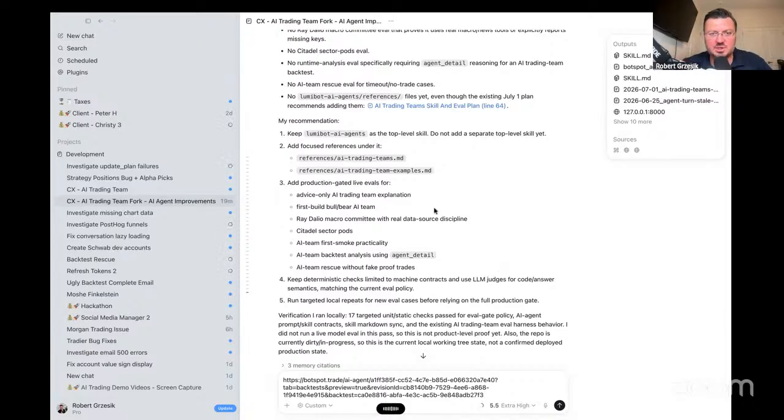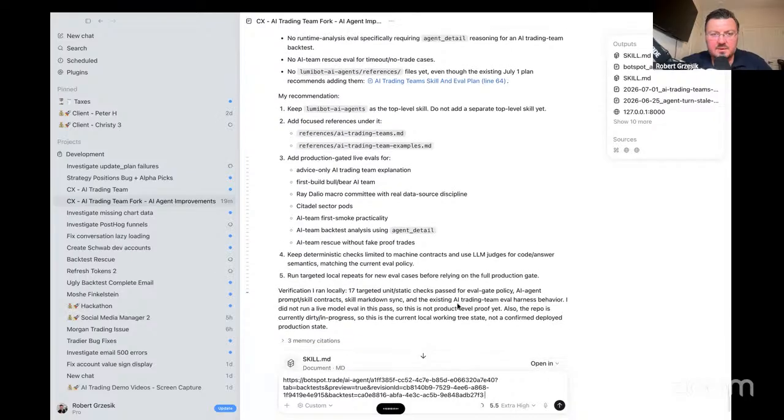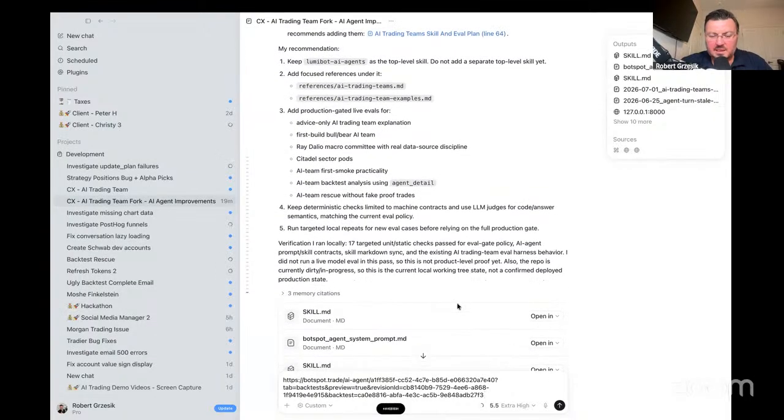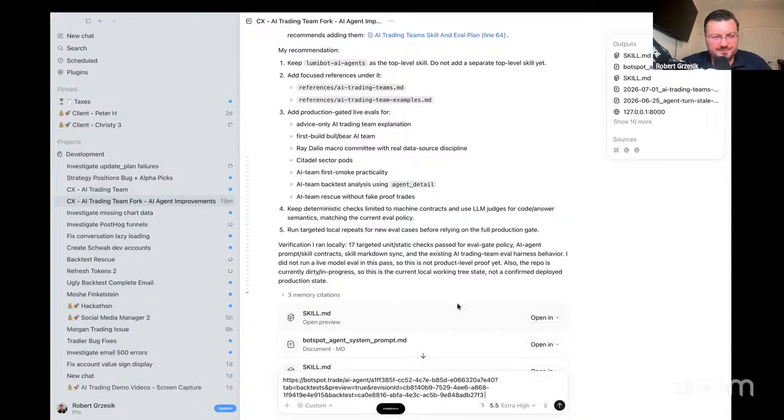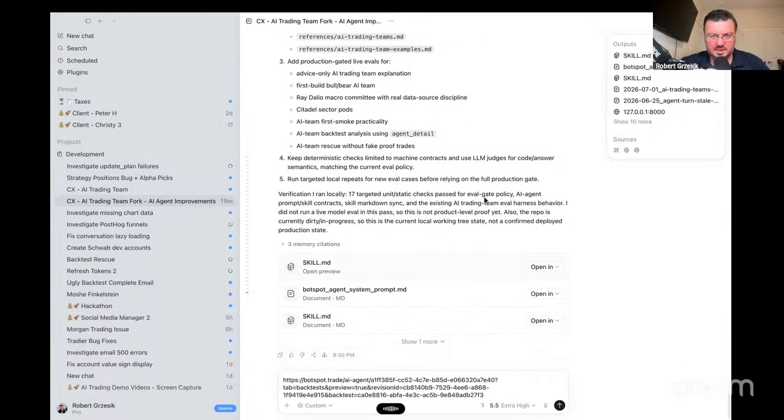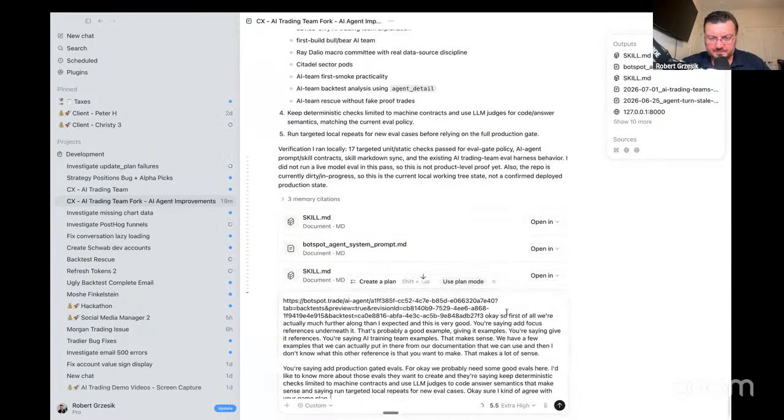You're saying add production gated evals for, okay, we probably need some good evals here. I'd like to know more about those evals that you want to create. And they're saying keep deterministic checks limited to machine contracts and use LLM judges to code answer semantics. That makes sense. They're saying run targeted local repeats for new eval cases. Okay, sure. I kind of agree with your game plan.